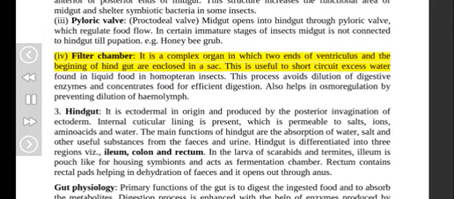D. Filter chamber. It is a complex organ in which 2 ends of the ventriculus and the beginning of the hindgut are enclosed in a sac. This is useful to short-circuit excess water found in liquid food in homopteran insects. This process avoids dilution of digestive enzymes and concentrates food for efficient digestion. It also helps in osmoregulation by preventing dilution of hemolymph.